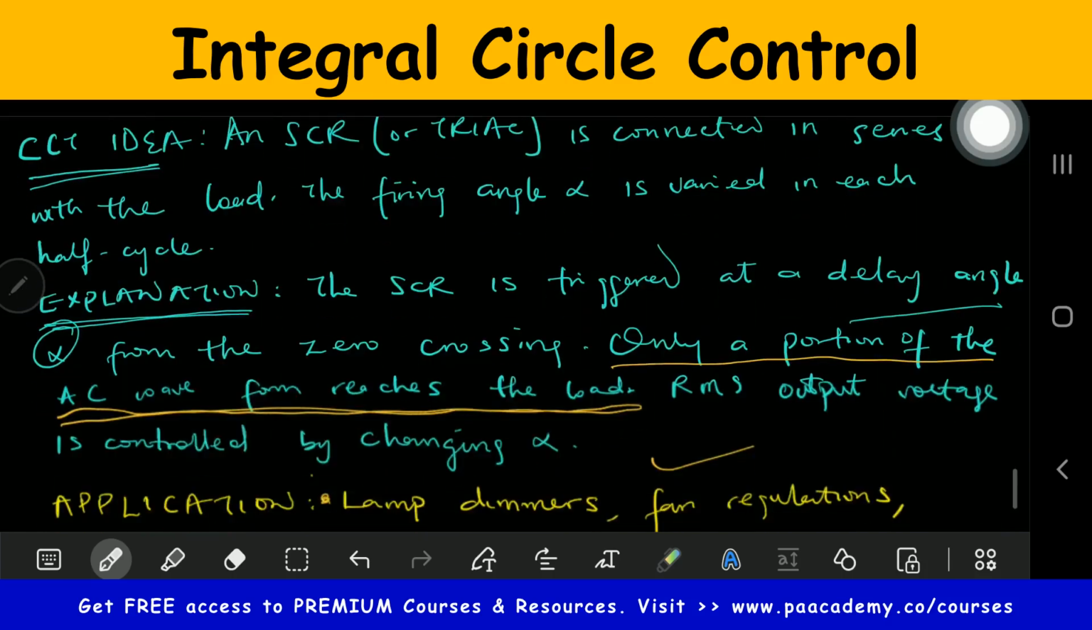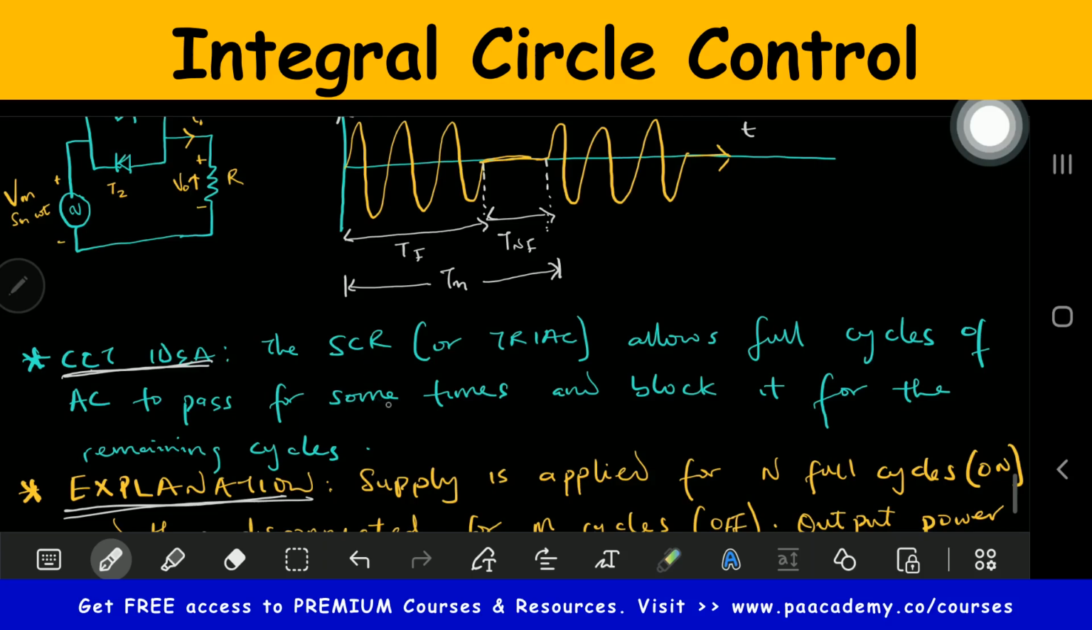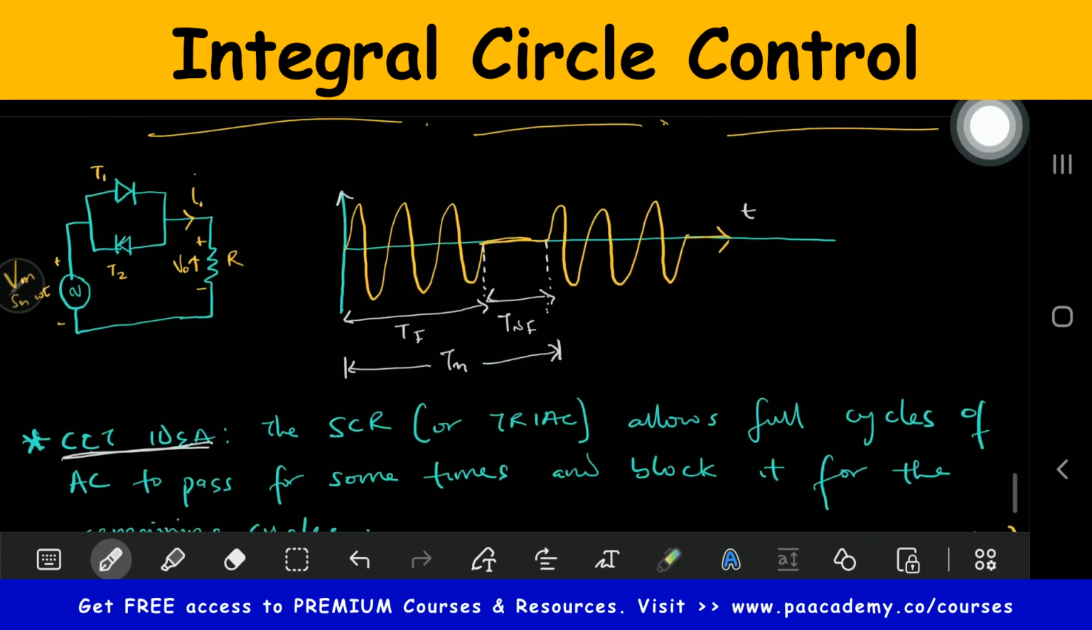But here for the integral, you can see from the circuit that the SCR or triac allows full cycles of AC to pass for some time and blocks it for the remaining cycles. So this is the period where it allows it to pass, and this here is where it is being blocked.